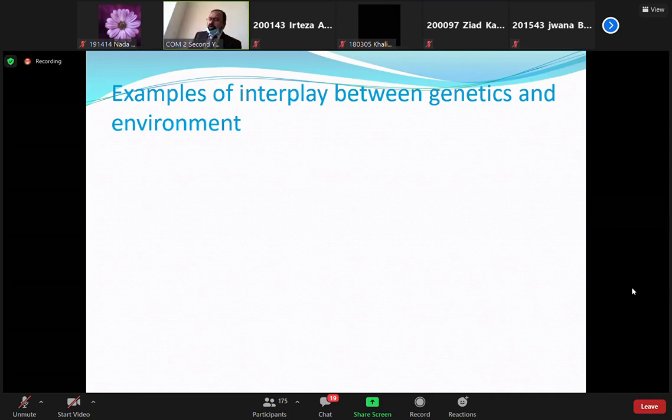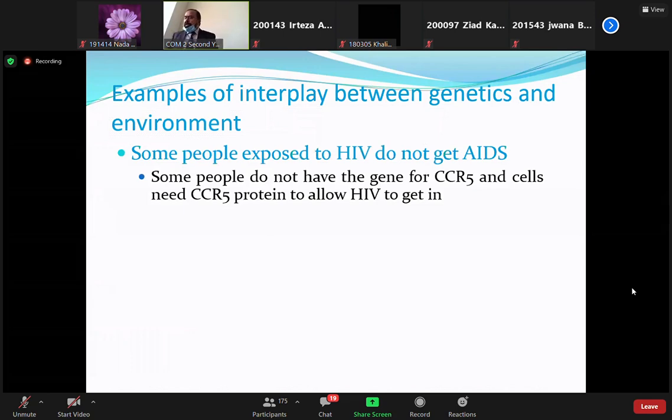So there are some examples between the genetics and environment. For example, some people exposed to HIV do not get AIDS. Why? Because this HIV virus needs the CCR5 gene. They need this protein to enter into the body. So there are some lucky guys who don't have CCR5. Even if they get the AIDS virus, it cannot enter into the body because they don't have the CCR5 gene, right?